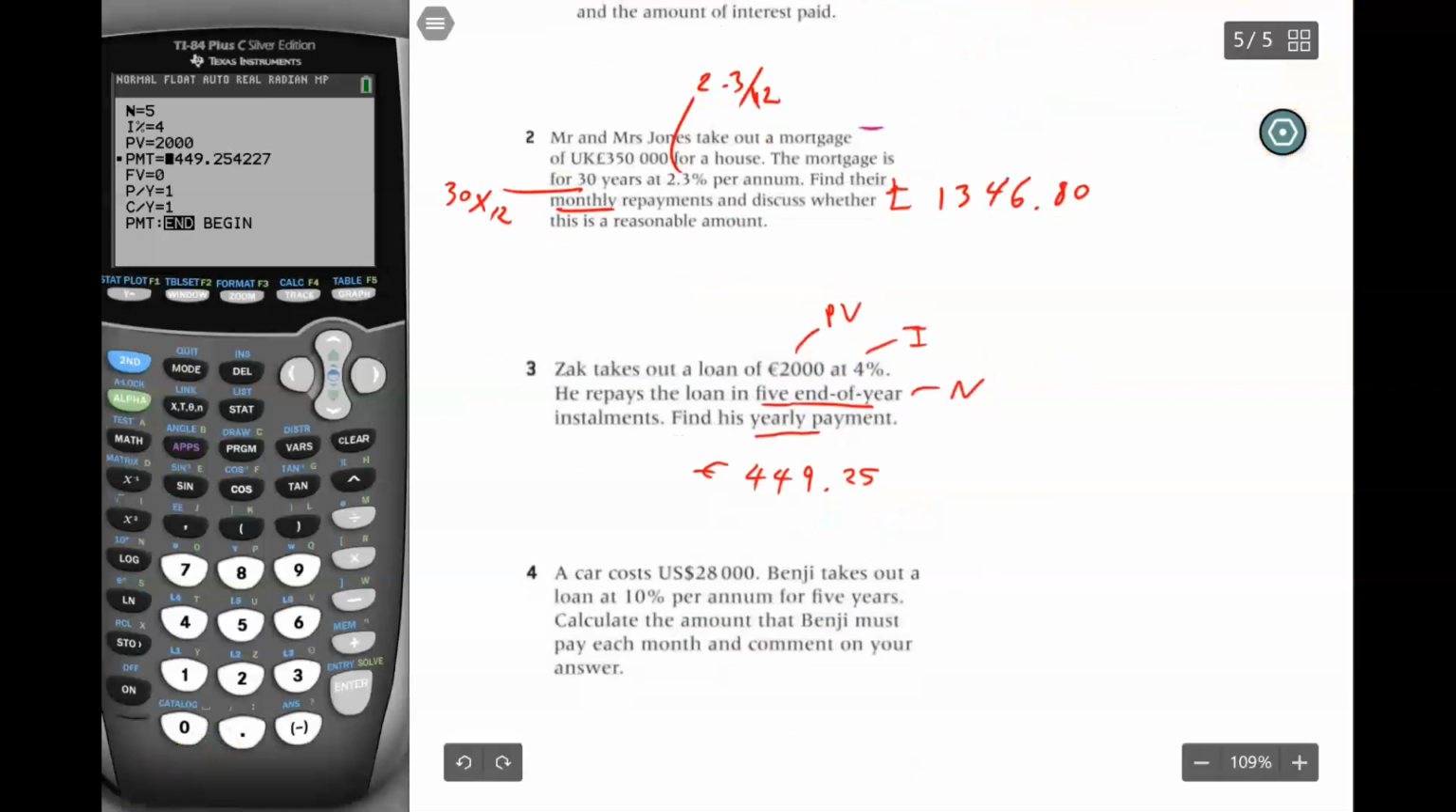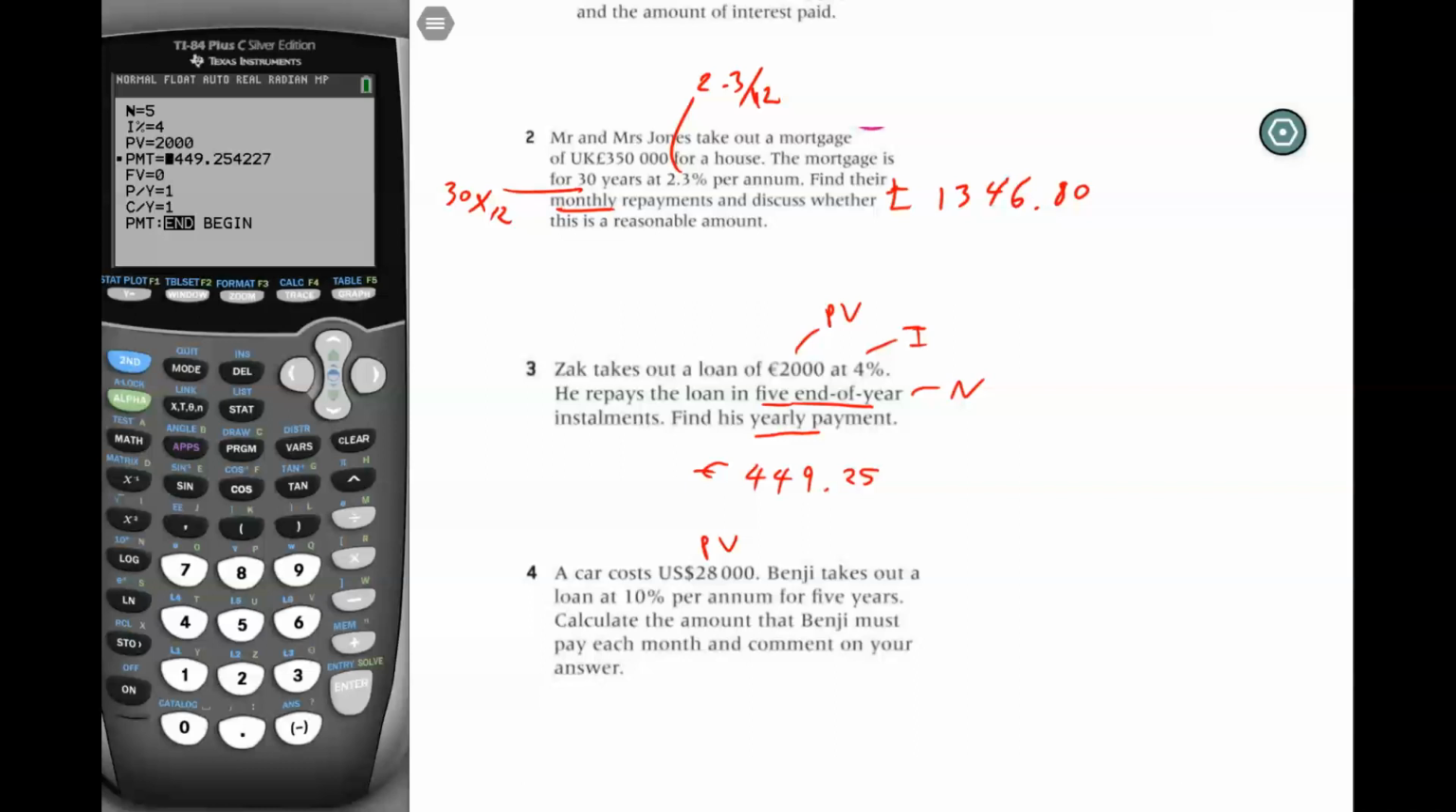Okay, last loan problem. A car costs 28,000 US dollars. Benji takes out a loan at 10% per annum for 5 years. Calculate the amount that Benji must pay each month and comment on your answer. So a car costs 28,000. That looks like it would be the present value. It's the amount of the loan.